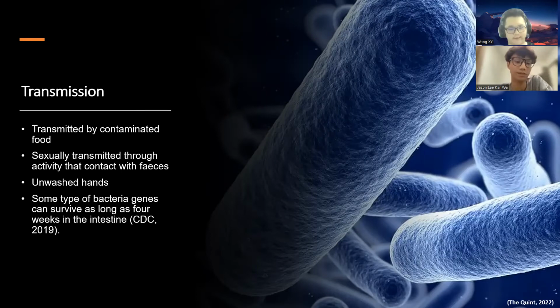Thank you, Jason. I will now explain about the transmission. Shigella disease can be transmitted by infected feces, which can happen through contaminated food and sexual activity. Shigella is sexually transmitted when a person infected by the bacteria has intercourse with another individual, via kissing or simply by unwashed hands. Sexual activity involving contact with feces poses a high threat of getting infected with the disease. Some bacteria can survive in the intestine for up to a month.